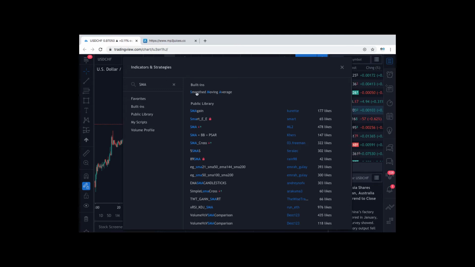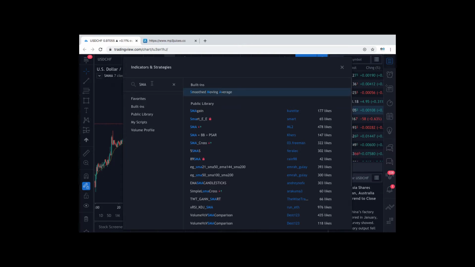There's two types of moving averages. There's a simple moving average, and then there is the exponential moving average, which is the EMA. So we're going to be using the SMA today, right? So what you do is just click on the simple moving average, and if you guys notice, one of the indicators popped up here, right?